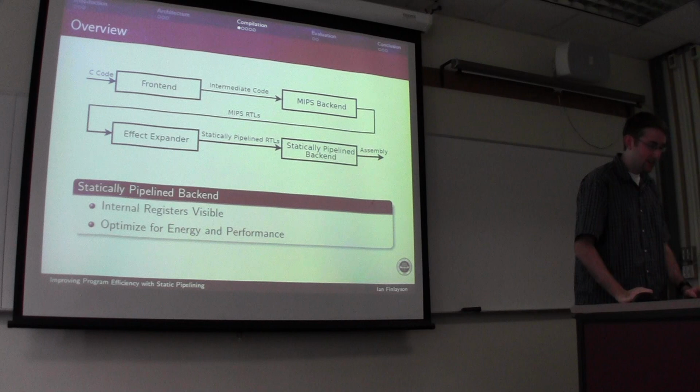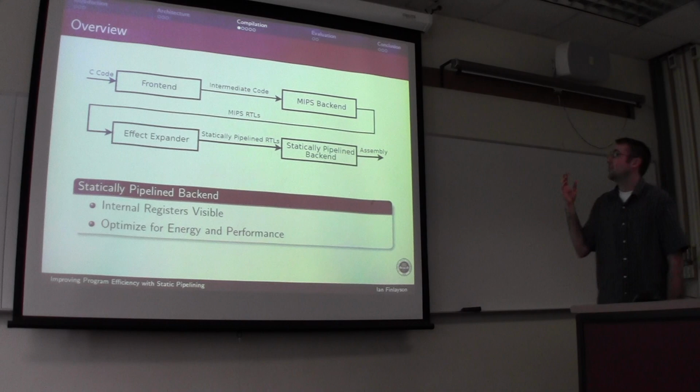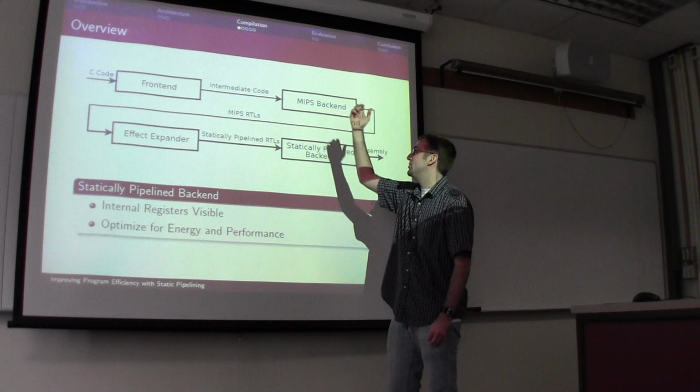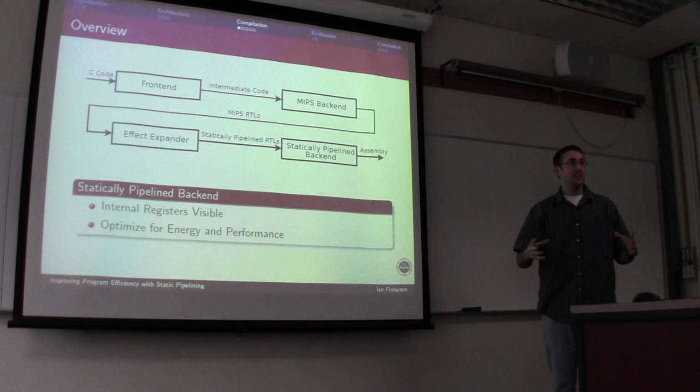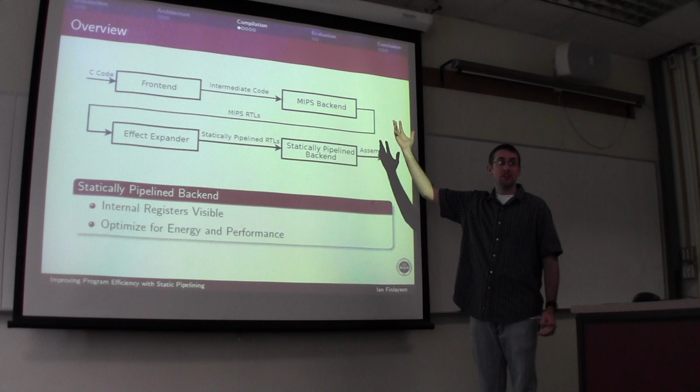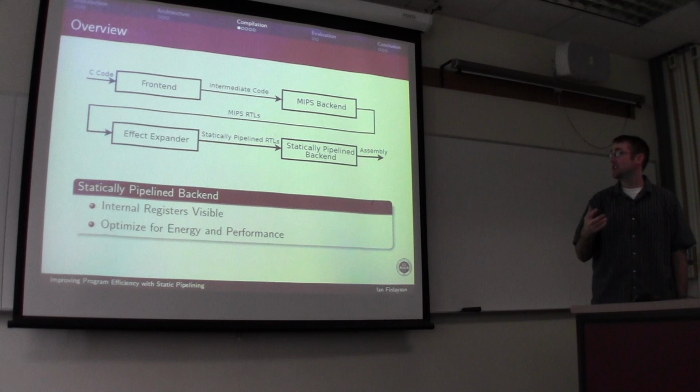The overview of our compiler, we start with C code, of course, and read that into the compiler front end and produce intermediate code, just like any other compiler, pretty much. But instead of immediately compiling that code for the static pipeline, we first compile it for a MIPS architecture. And the reason we do this is that we found that some optimizations, like register allocation, are a lot more challenging to do for the static pipeline than for a RISC architecture.